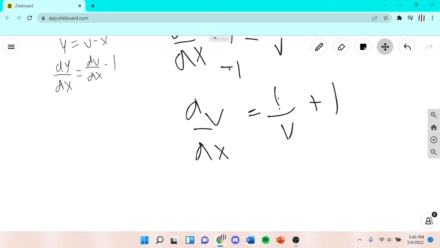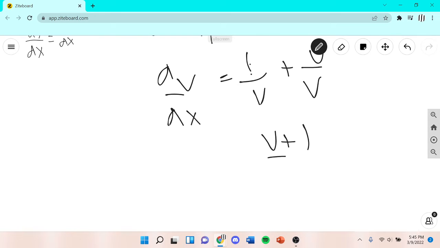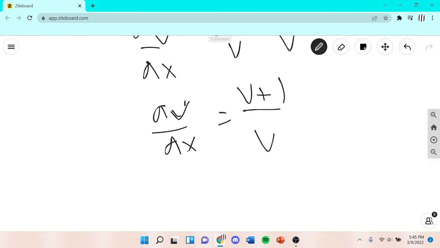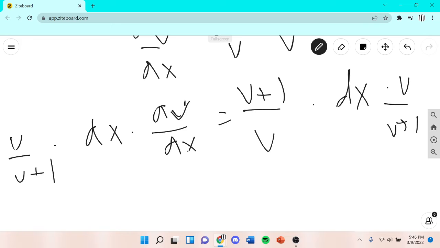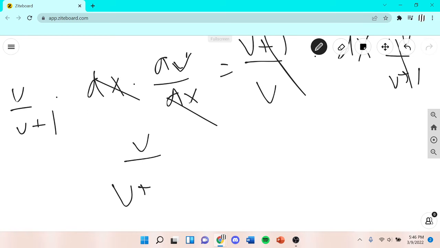On the right side, if you make this the common denominator, you have v here and over v here. So this becomes v plus 1 over v is equal to dv over dx. And then times dx on both sides, and then times v over v plus 1 on both sides. This of course will just cancel to 1. So this just becomes v over v plus 1 dv is equal to dx, basically 1 dx.